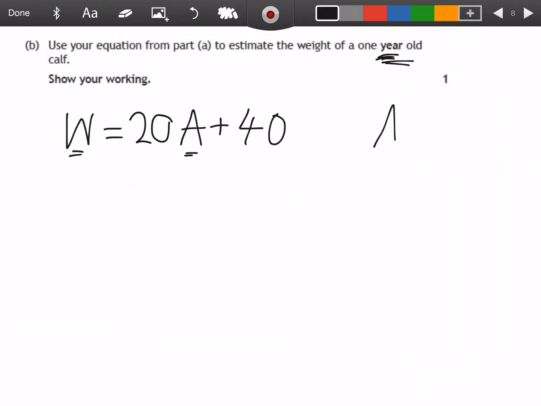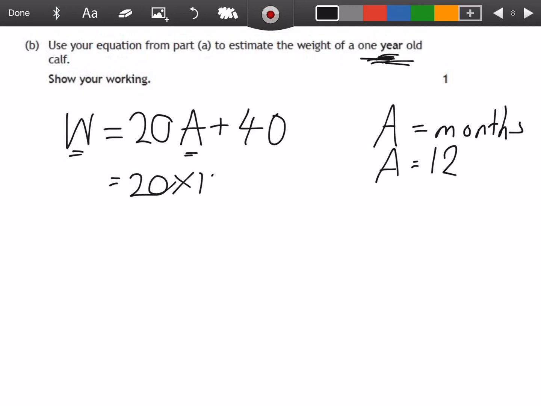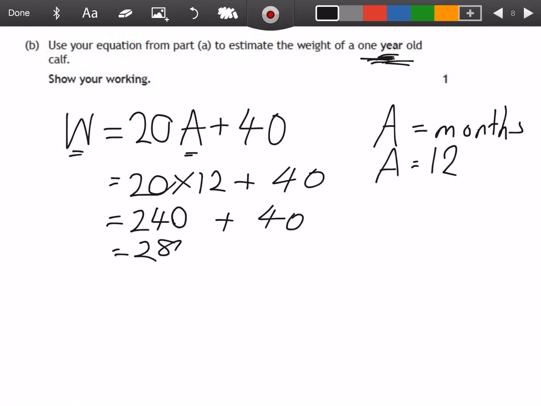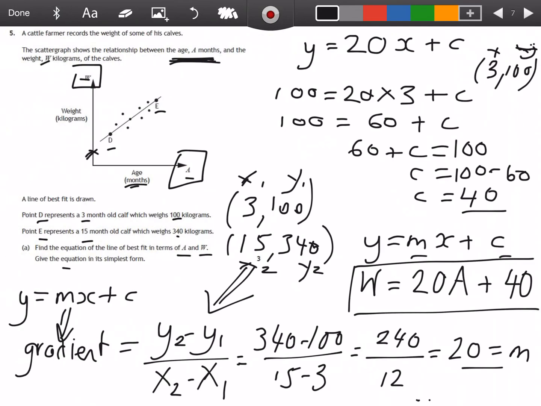Right, let's see. So A is the age, but it's in months. So are we putting in A as 1 then? No, it's a 1-year-old. So the age is actually 12 months. We're not putting in A as 1 because A is in months. So it's 20 times 12 because the age is a 12-month-old. Right, here we are. 20 times 12. 2 times 12 is 24. So 20 times 12 is 240. Plus 40 is 280. 280 what? It's the weight. I think it was in kilograms. The weight was in kilograms.